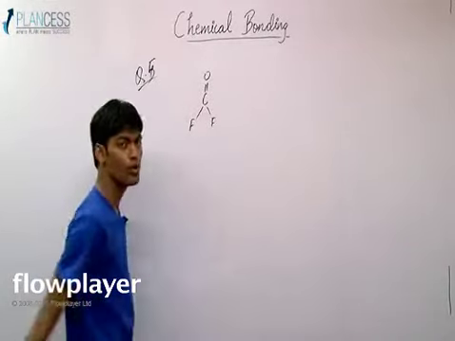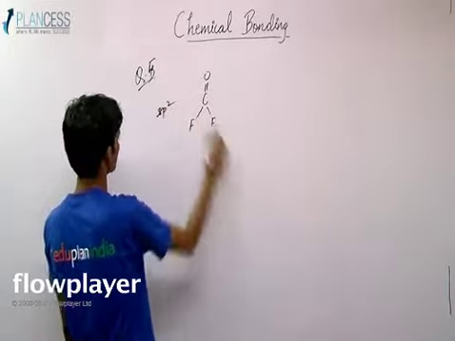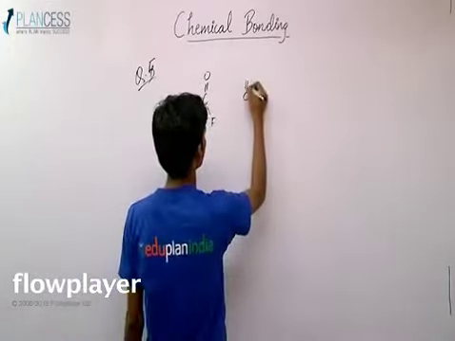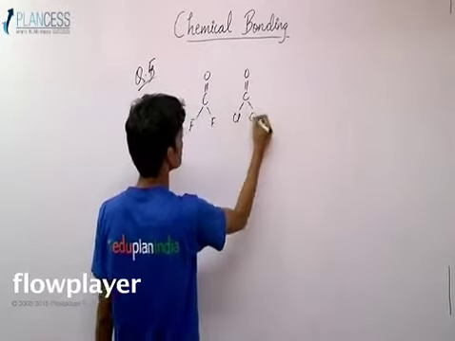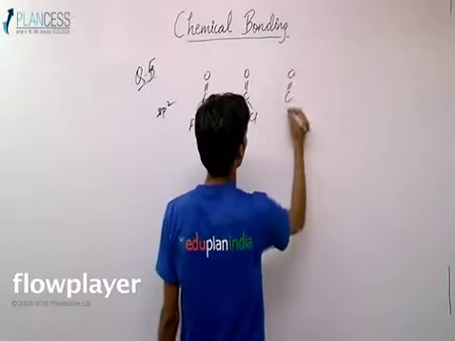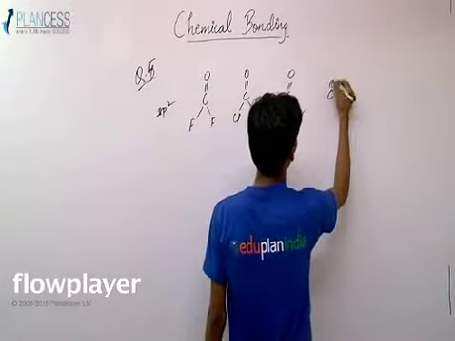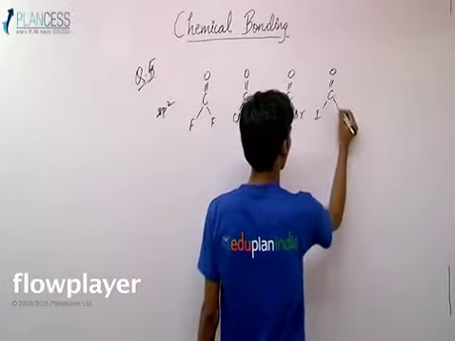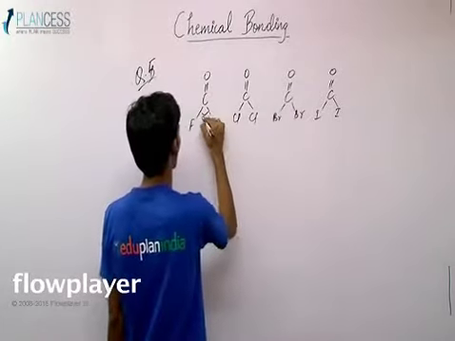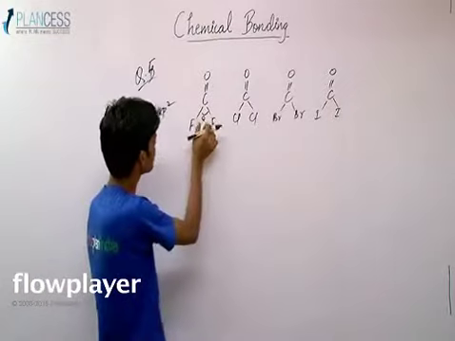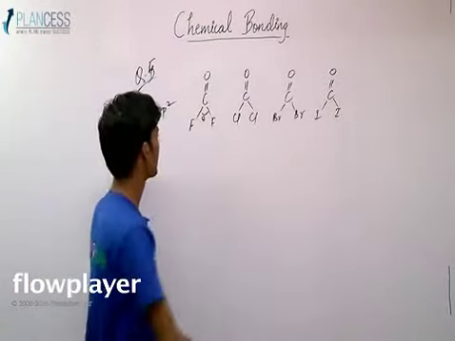3 bond pair, no lone pair, sp2 hybridization, and trigonal planar. The same applies for the COCl2, COBr2, and COI2. So you have to compare this bond angle theta between the XCX bond, XCX angle, where X is a halogen.